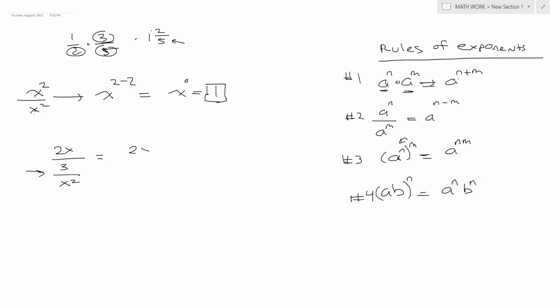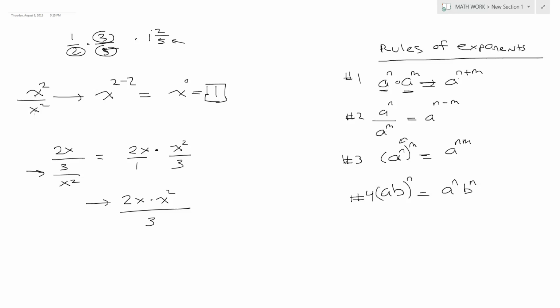So for 2x, we're going to multiply by the reciprocal of 3 over x squared, which is simply x squared divided by 3. We can think of the 2x as 2x over 1, right? Again, 1 is assumed. So now I'm going to write this as one entire fraction: 2x times x squared, divided by 3, right?